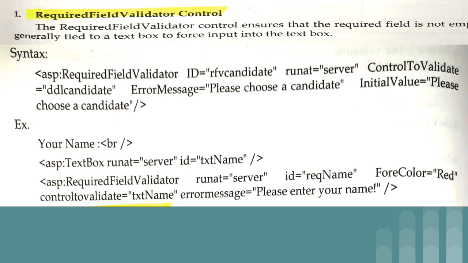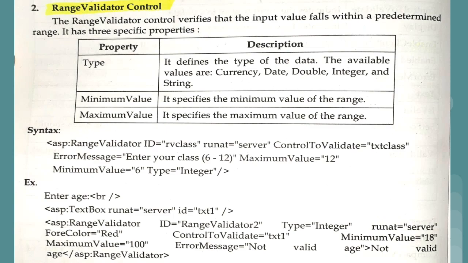Whenever we have that red color asterisk symbol, a mandatory field, for that purpose we make use of the required field validator. Then the next one is the range validator control. Range means whenever we want the user to enter a value between 10 and 20, so we are providing the range between 10 to 20. For that purpose we can make use of the range validator.